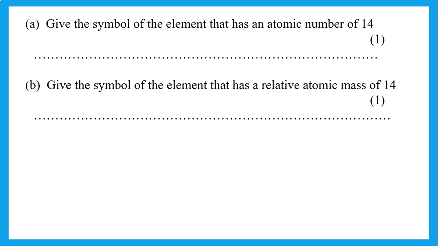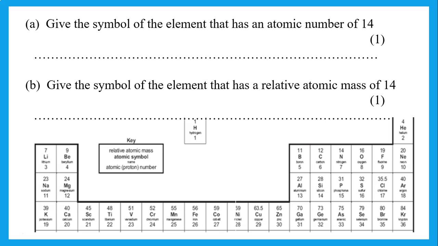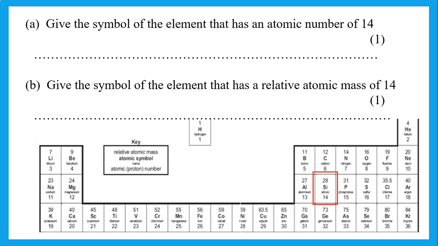So if I say give the symbol of the element that has an atomic number of 14, of course in the exam you will have in front of you a copy of the periodic table. So he wants the symbol. First of all, if he's saying give the symbol, that means you need to give the symbol, not the name, of the element that has atomic number 14. Which one has atomic number 14? We said the atomic number is which one? It's the smaller number. So which element has the smaller number 14? If you look at it, that is silicon.